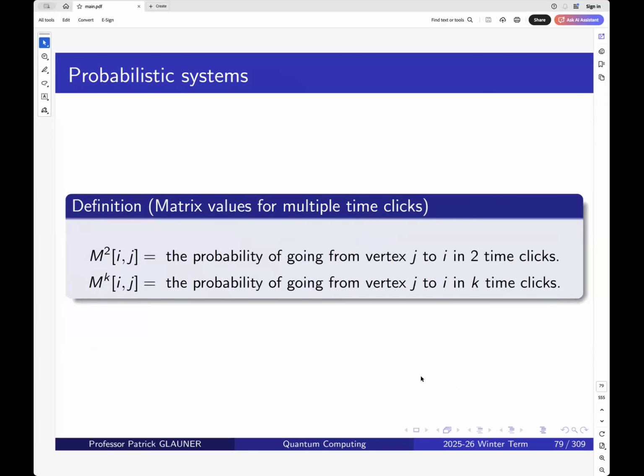And as for deterministic systems, we can multiply M with itself to move by 2 time clicks into the future. We can also have M to the power of K, which means we go K time clicks into the future. And obviously you can also multiply from the left a row vector with M squared. That would mean you go 2 time clicks into the past, or K time clicks into the past if you have this matrix M to the power of K and you multiply a row vector from the left.